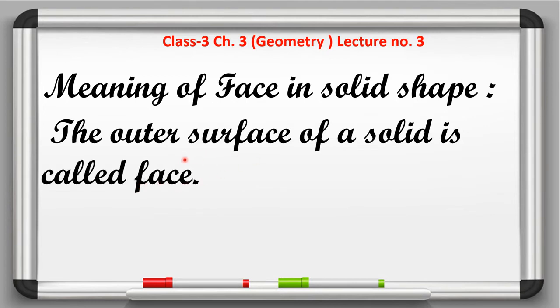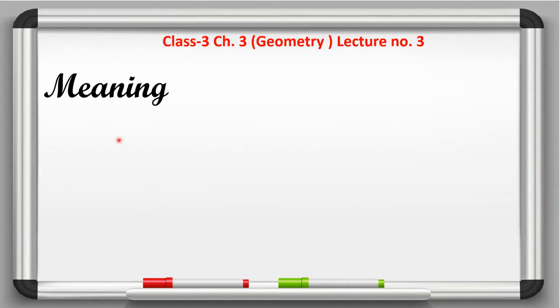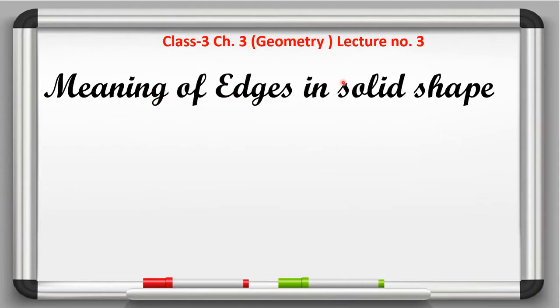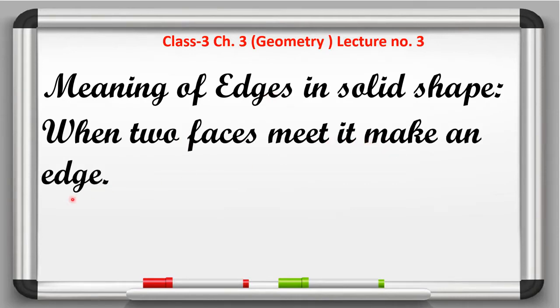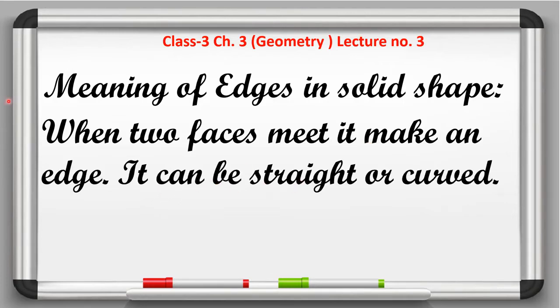Understood बेटा? जो आउटर सरफेस होता है किसी भी सॉलिड शेप का वो क्या कहलाता है? फेस. Now the next one is the meaning of edges in a solid shape. So what do you mean by edge? When two faces meet, they make an edge. It can be straight or curved. जहां पर टू फेसेस मिलते हैं वो क्या होती है बेटा? एज. ओके, ये स्ट्रेट भी हो सकती है और कर्व्ड भी हो सकती है.